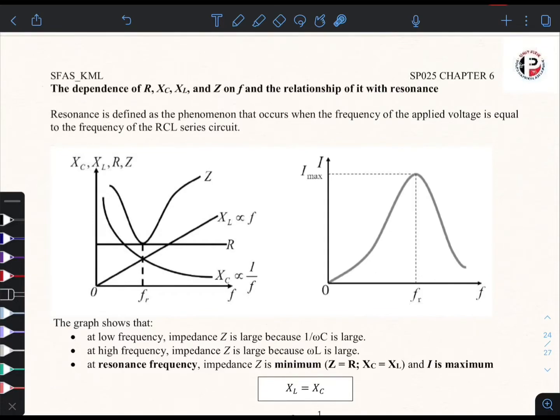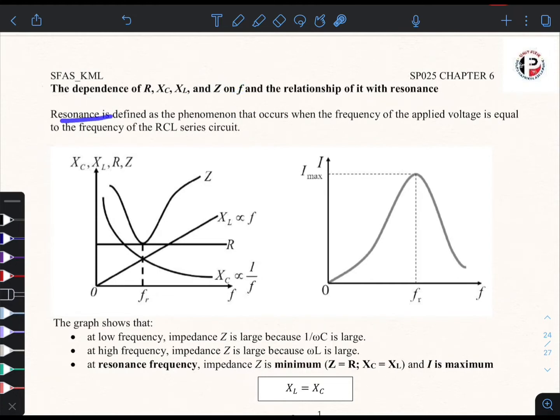Assalamualaikum and hi. So in this video we are going to look at the dependence of the resistance, capacitive reactance, inductive reactance and also impedance on frequency, and the relationship of it with resonance.